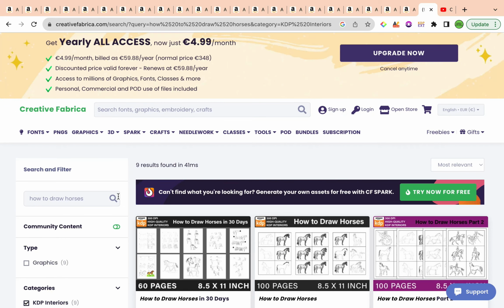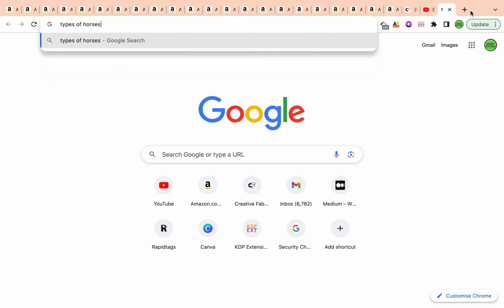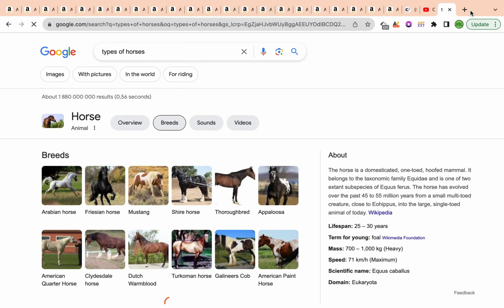So what do you do if you want a specific type of horse? So let's have a look to see what are the types of horses that we can create for. We could also include a book that has different types of horses for children that will really help them to learn about horses, to maybe learn about fun facts about each different type of breed of horses.